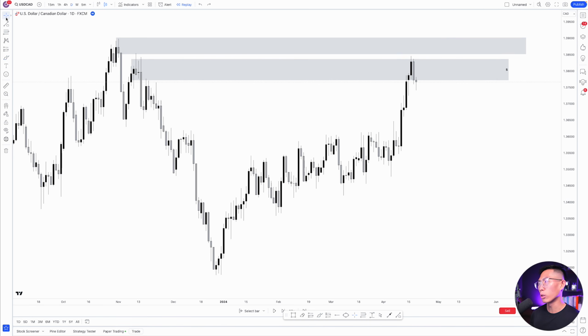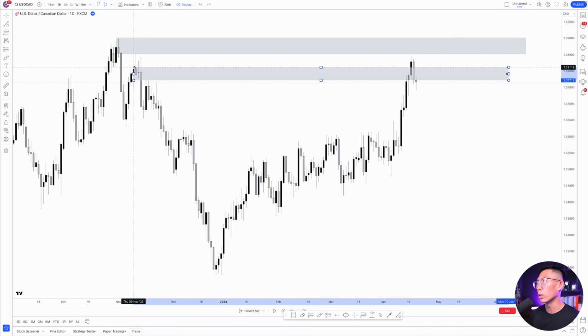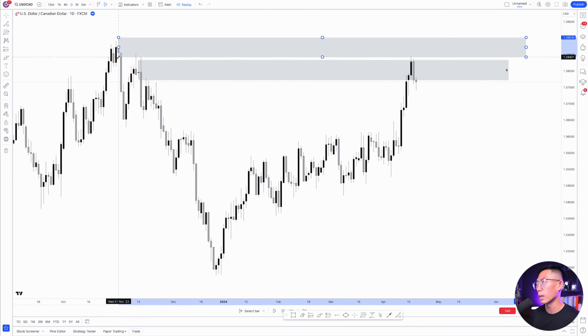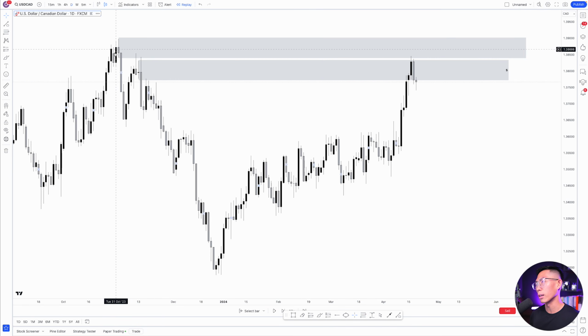But sometimes what I like to do is to refine it to the candle right before the bearish liquidity, right before the supply actually happened. So in this case, I'll refine it to this candle.